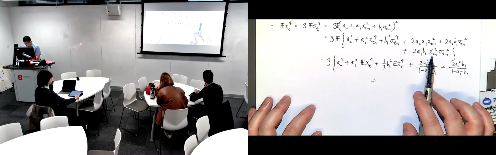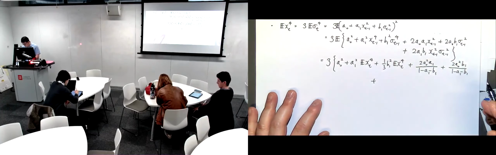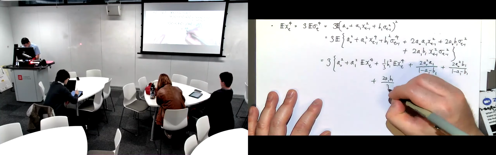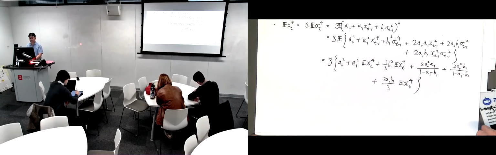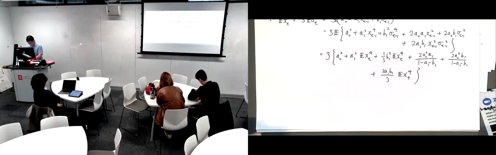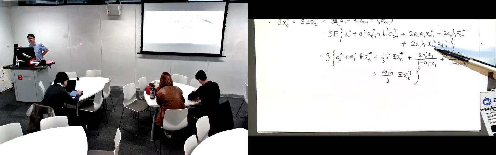Expectation of xt minus 1 square is sigma t minus 1 square epsilon t minus 1 square. So it's 2a1 b1 divided by 3 expectation of xt to the power 4, okay? If you can't follow, please verify this when you have time. So you basically expand xt minus 1 square to sigma t minus 1 square epsilon t minus 1 square.